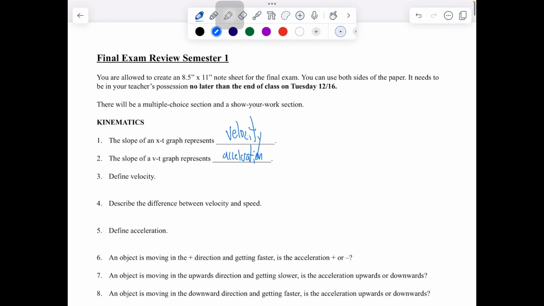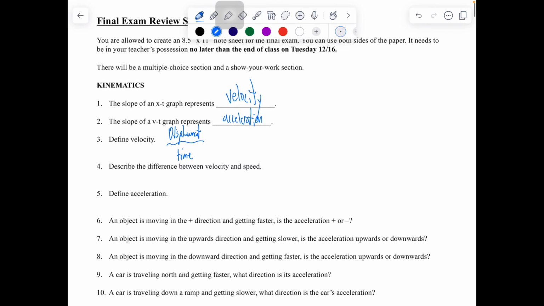Define velocity. This is really displacement over time. You travel some distance in some amount of time, divide them, boom, you have your velocity. Difference between velocity and speed. Velocity is a vector.